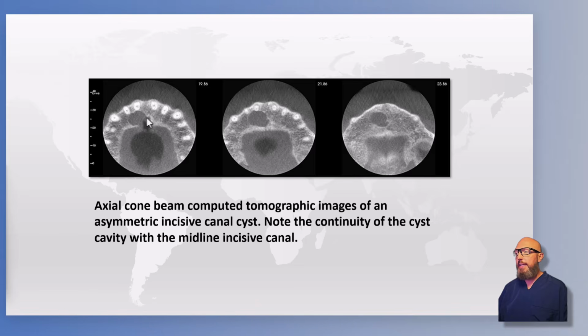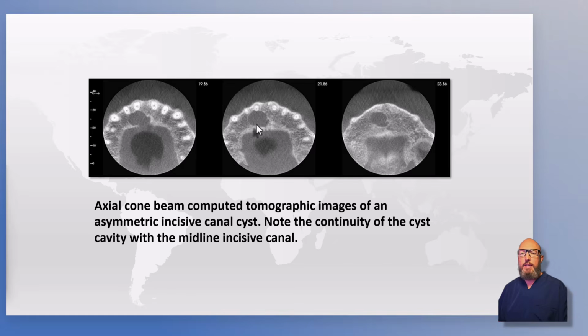All right, now this is an axial CBCT of an asymmetric incisive canal. Notice how it's continuous with the nasopalatine canal, with the incisive canal. It looks like something emerged from there. Now I've seen a lot of variations of this, including like this, where it abuts the palatal aspect of the teeth, and it turned out still not to be a cyst. So sometimes it'll surprise you. There's a lot of variation in this.